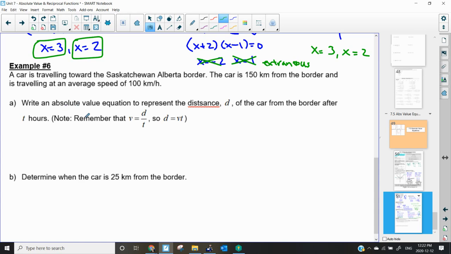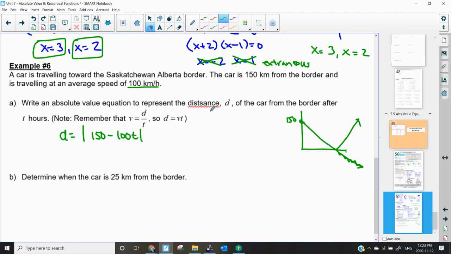So if we want to write an equation here, we know that we're at 150 kilometers. It might even help to have a visual of this. We're starting at 150 kilometers from the border, and we're getting closer and closer to the border, and eventually we're going to go past that border. But because we're dealing with absolute values, we're still talking about the distance from the border. So essentially, this part here flips up when we take the absolute value. So this is going to be a negative slope, and we start at 150. And since we're traveling at 100 kilometers per hour, the distance between that border is changing at a rate of 100 kilometers per hour. So our formula would be the absolute value of 150 minus 100t.